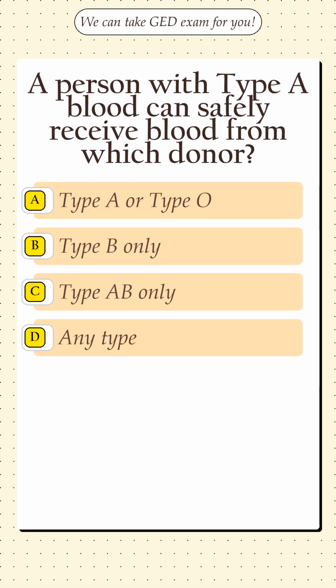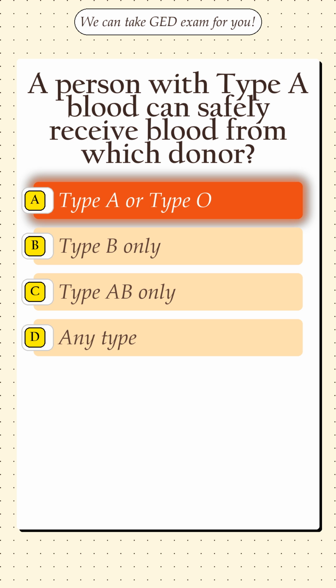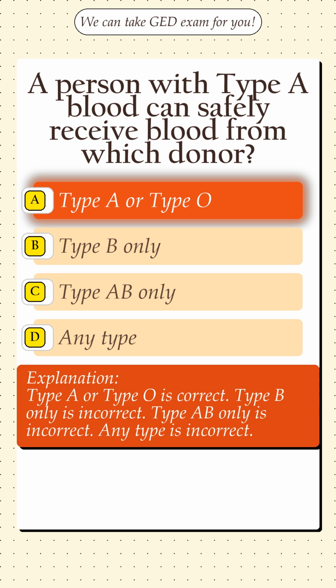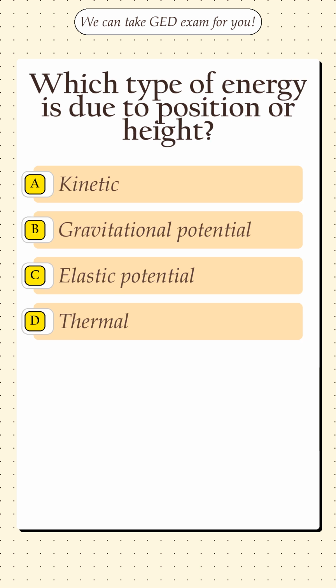Question 4. A person with type A blood can safely receive blood from which donor? Option A, type A or type O. Option B, type B only. Option C, type AB only. Option D, any type. The correct answer is option A, type A or type O. Type A or type O is correct. Type B only is incorrect. Type AB only is incorrect. Any type is incorrect.